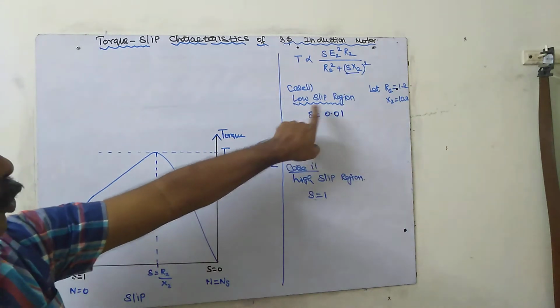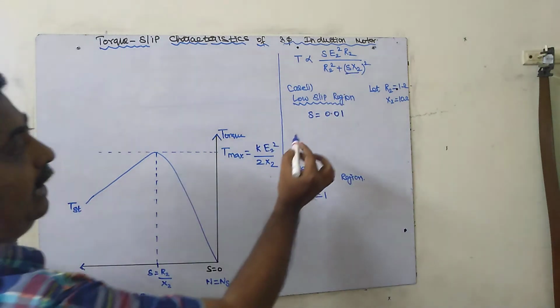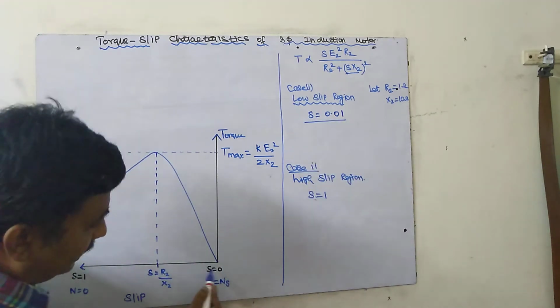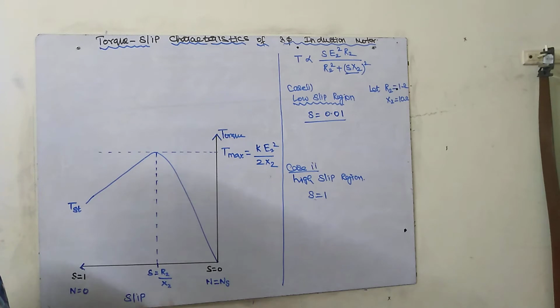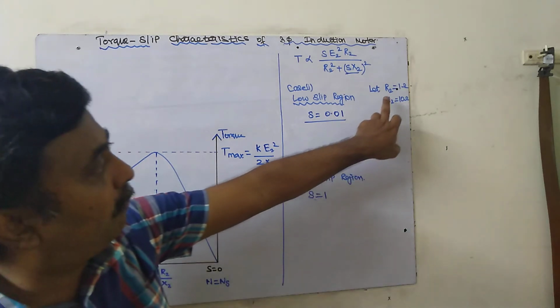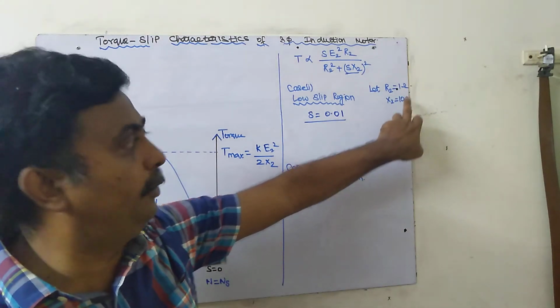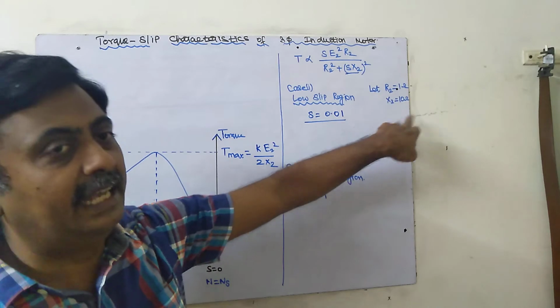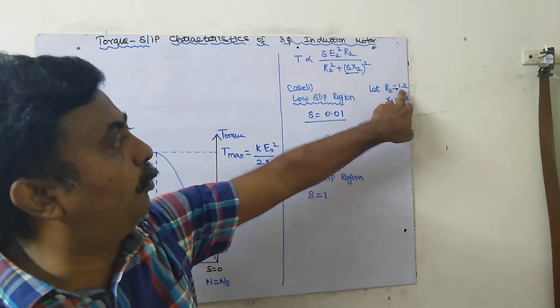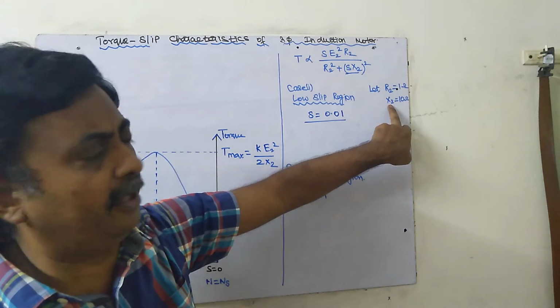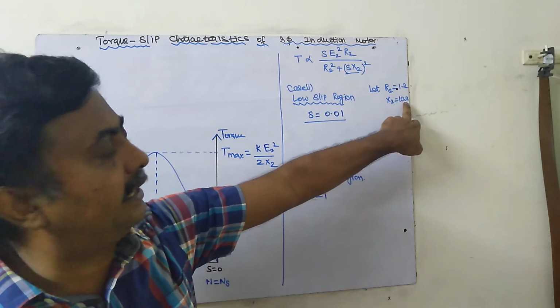Then in the low slip region, I am taking low slip as 0.01, because here it is 0, then 0.1, 0.2. This is the normal running case, where the slip value is 0.02 or 0.1. I am taking R2 value equal to 1 ohm, a normal value, and X2 equal to 10 ohms. For example, this is not the accurate value. X2 will be much greater than R2, so I have taken X2 as 10 ohms.